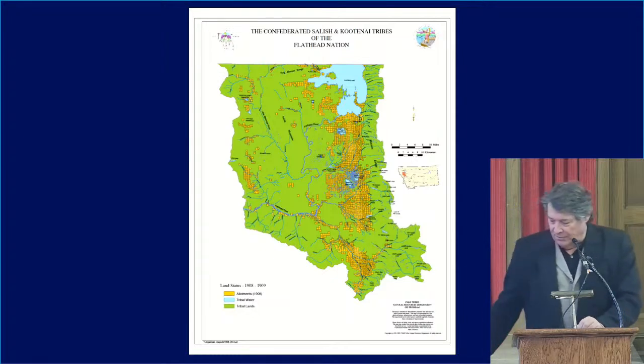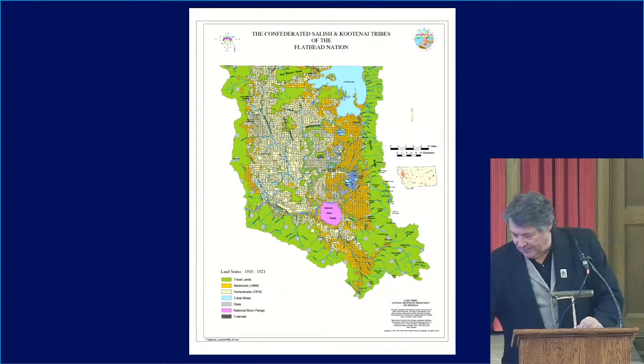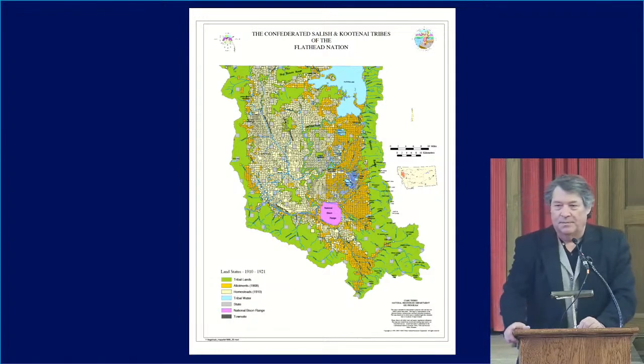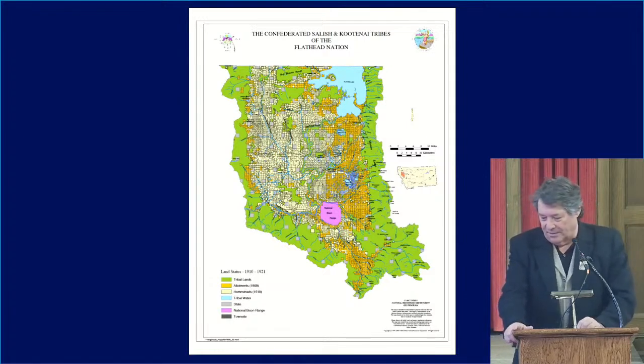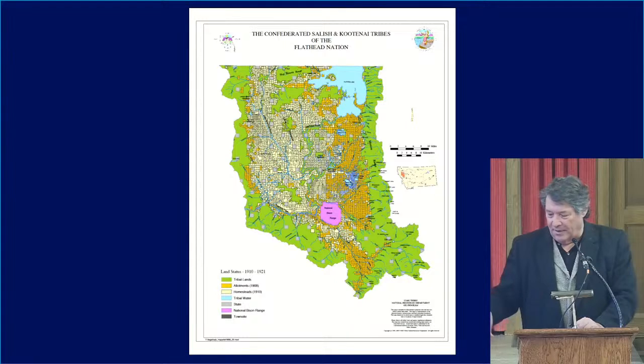So the Salish Kootenai, the Flathead Reservation, once they had these allotments, they were open to both homesteading and other takings. And the state of Montana took a fair bit. Those are the more gray areas. The white areas are homesteaders coming into the area. And these were the major farmland area on the reservation. This is what it looks like today.